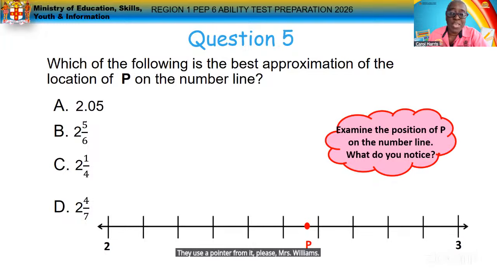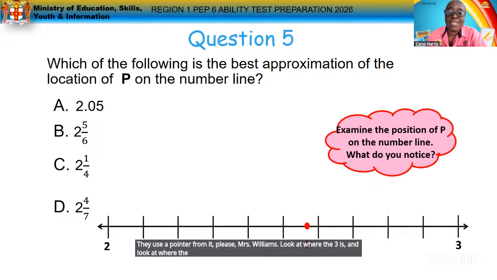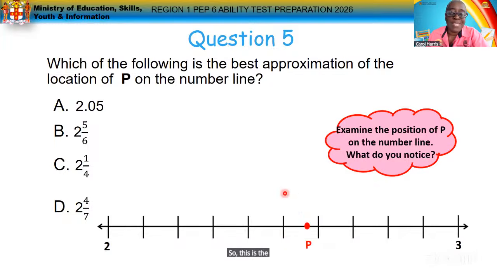Look at where the 3 is and look at where the half is. How do I know? So this is the half right here. That's the halfway mark. So our P is closer to the halfway mark than it is to the 3, which is all the way over here. So 3 is all the way over there. So be careful with that now. So we can move on, miss.